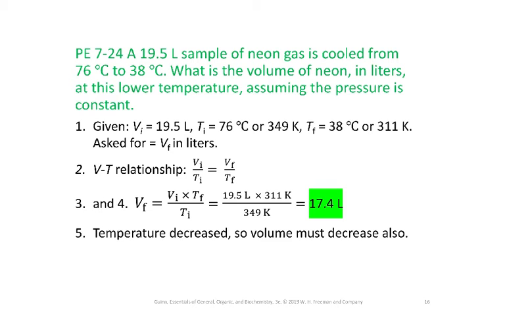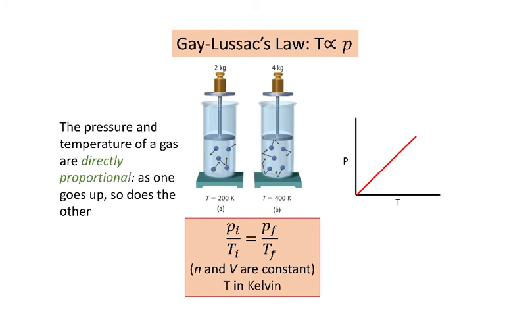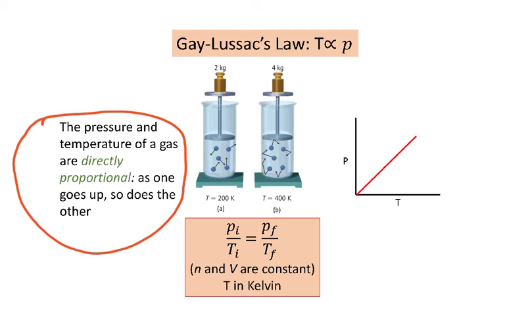This is Gay-Lussac's law, which relates this time temperature and pressure. Okay, so we already know volume and pressure and volume and temperature, so this one's kind of already built in, but we can still talk about it explicitly, right? And it is the case that if the number of moles and the volume are constant, then pressure and temperature are directly proportional. As one goes up, so does the other.